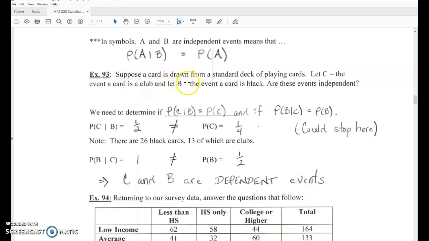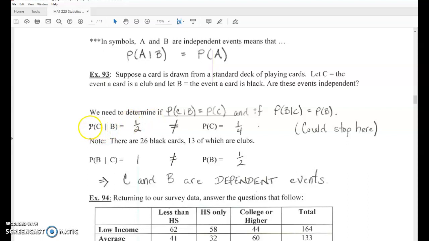Suppose a card is drawn from a standard deck of playing cards, and we let C be the event a card is a club, and B be the event a card is black. We want to know if these events are independent. So we need to determine if the probability of a card being a club, given that we know it's black, is the same as just the probability of a card being a club. And also the other way around: if the probability of a card being black, given that we know it's a club, is equal to just the probability of it being black.